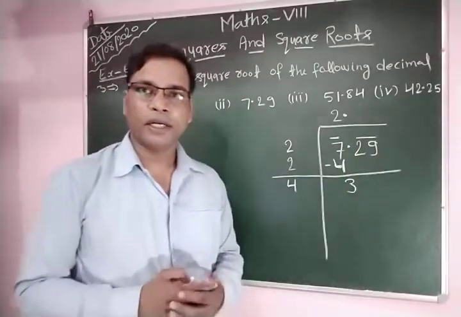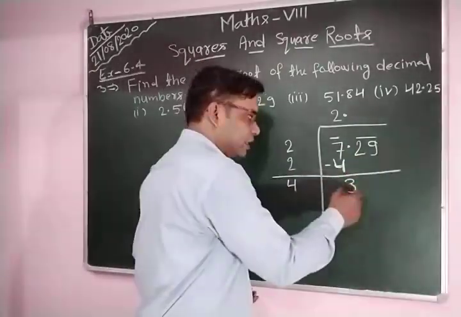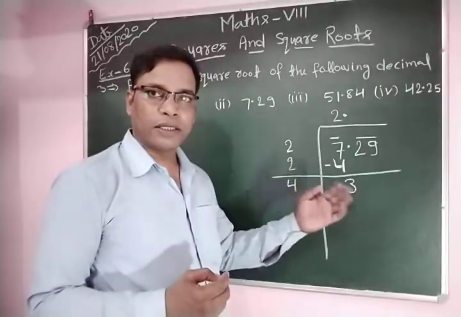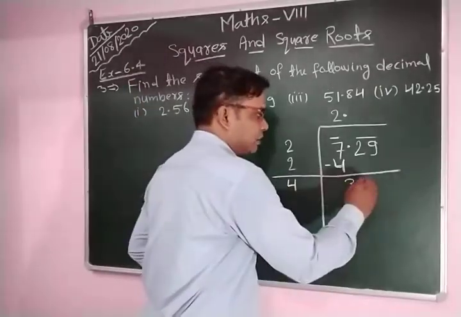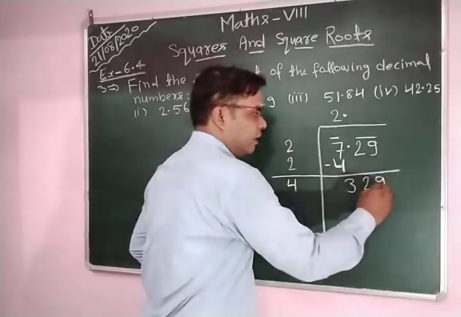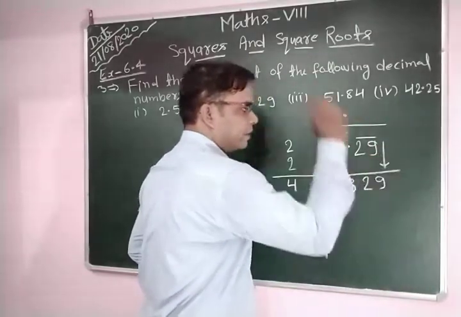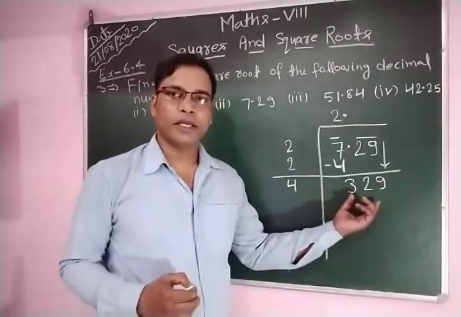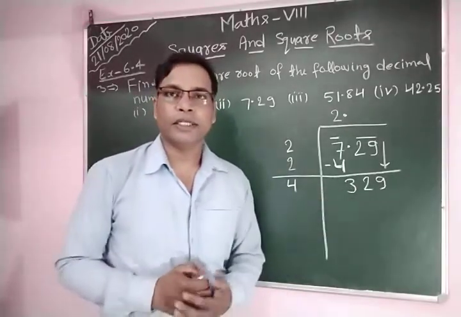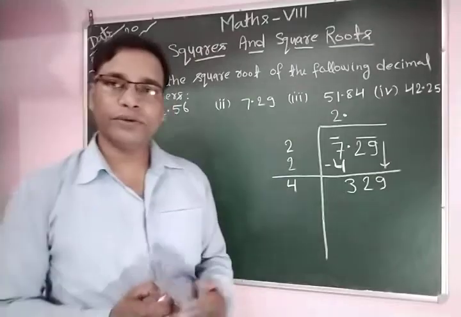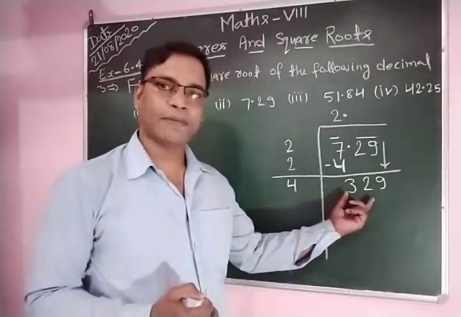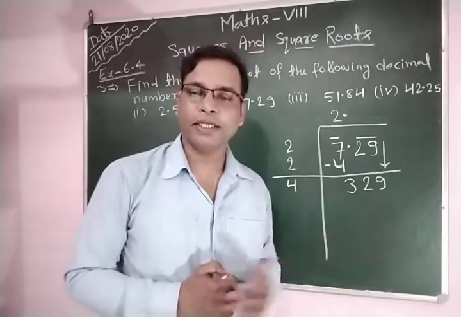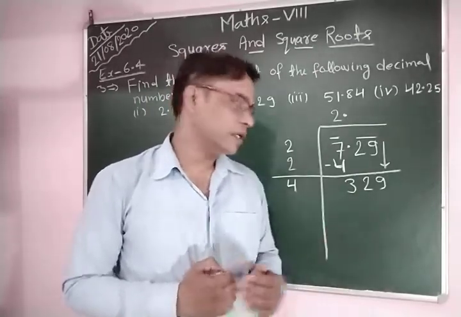The next pair is 29, and this is our remainder. We put 29 right next to the 3. This becomes 329. Bring down. Okay, and this is 329. This is our new divisor. Sorry, dividend. 329 is our new dividend.